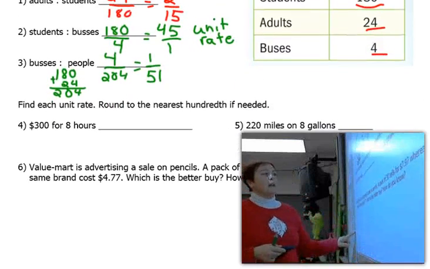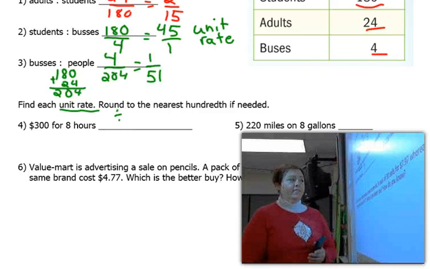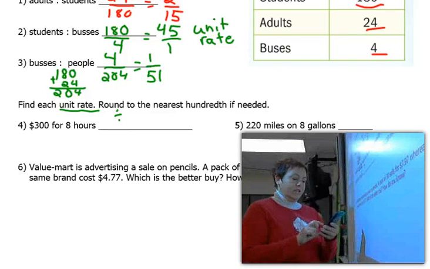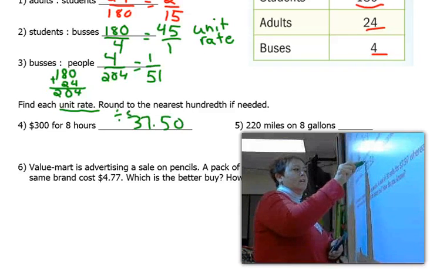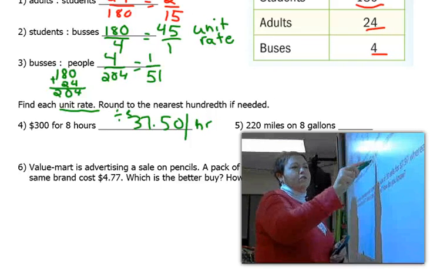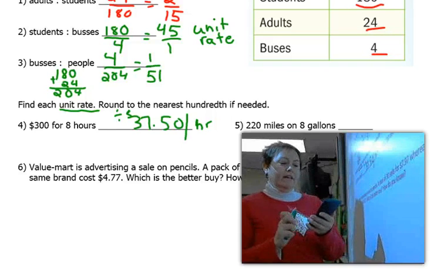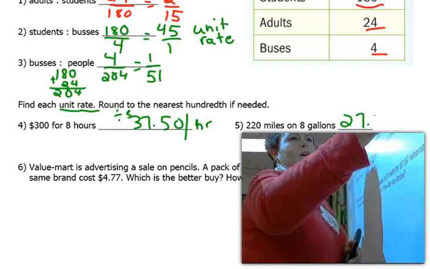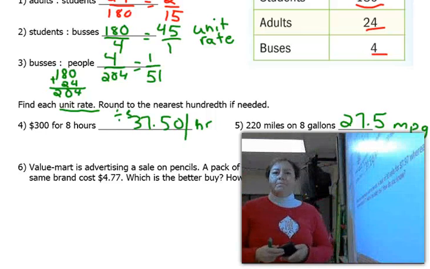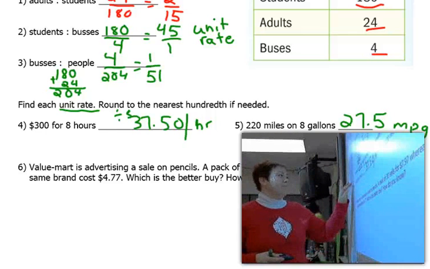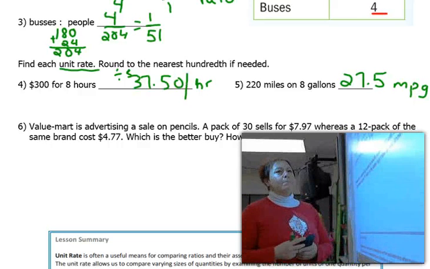All right, for each, we're now finding the unit rate. Okay, so that means we have to divide. Unit rates are telling me that I have to divide that. So $300 for 8 hours. So we're going to divide that. That's $37.50 per hour. And we draw a little line to show the per hour. 220 miles and 8 gallons. So that's 27.5. And miles per gallon is actually abbreviated MPG. You might have seen that on a commercial, perhaps advertising different cars. They'll talk about miles per gallon, MPG.